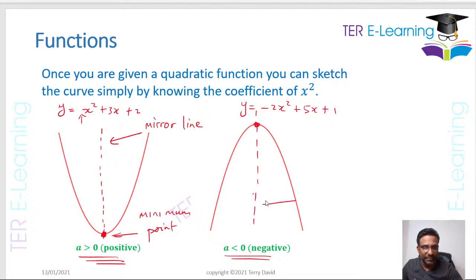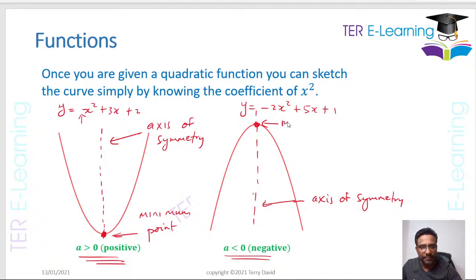Now, let's use the proper word for it. Think of it as a mirror line, but the actual name for it is the axis of symmetry. That's what we call it. So this here is my axis of symmetry, and this here is my maximum point.